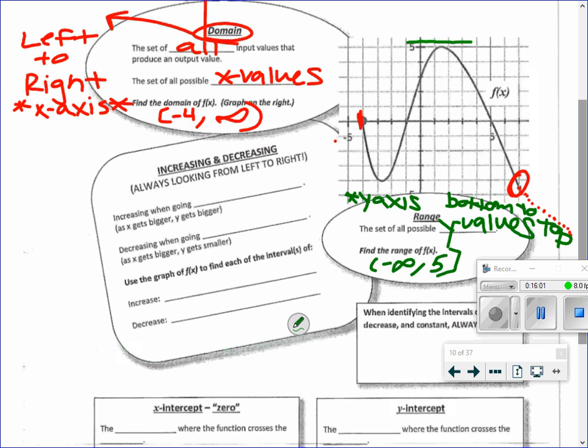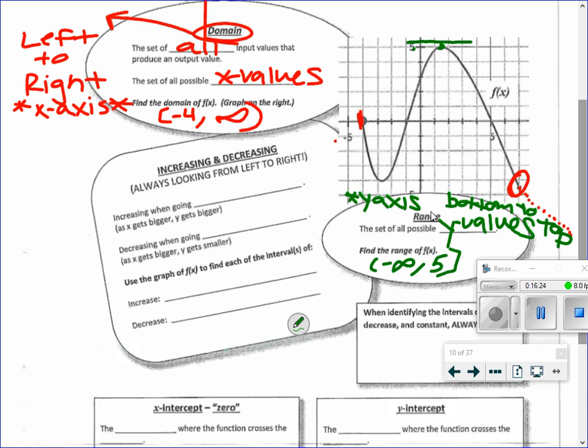Think about why it would have a square bracket here. Can you physically put your pencil on this point and say, yes, the output value there is 5? Yes. So the output value there is 5. 5 is included. All right, so that was our domain and our range.